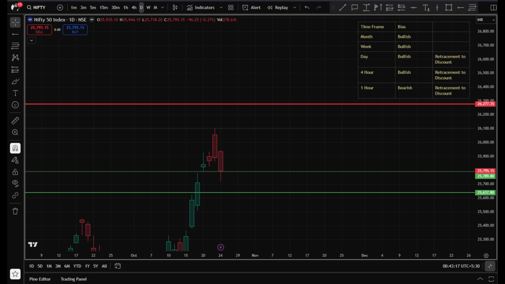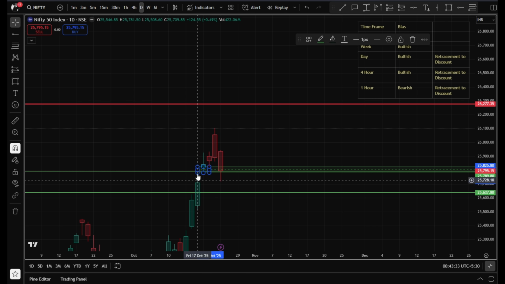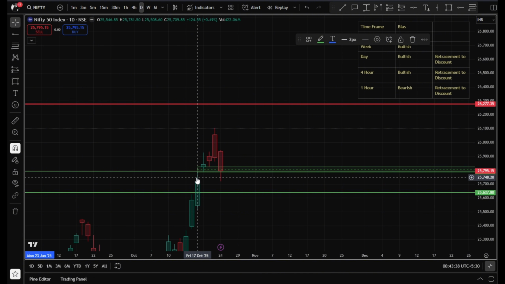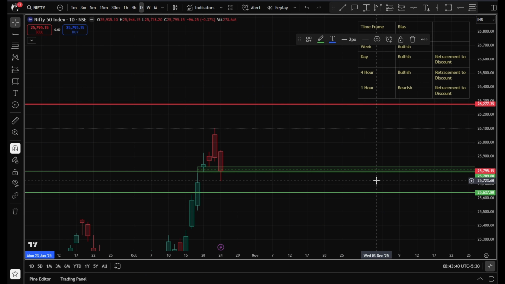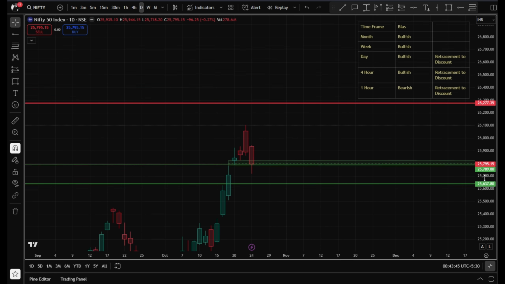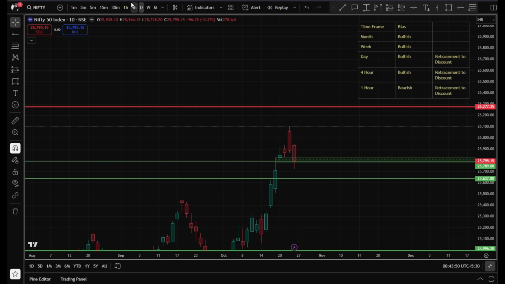Then there is something called the fair value gap that you can draw. This is how you draw a fair value gap. It's the top of one candle and the bottom of not the next candle but the next one. So this bullish fair value gap also has been tested now. So these are areas of discount. Let's see if it takes off from here tomorrow.